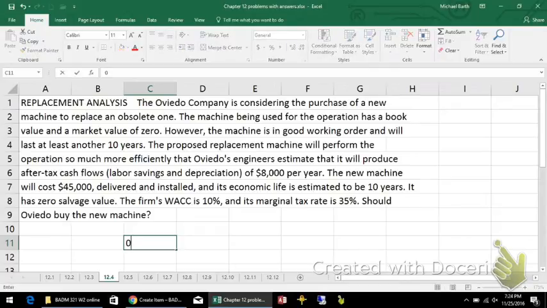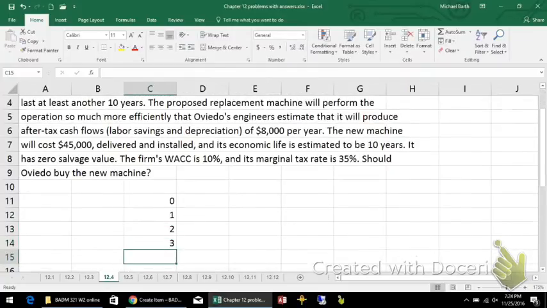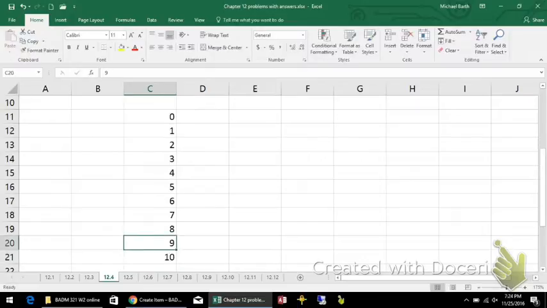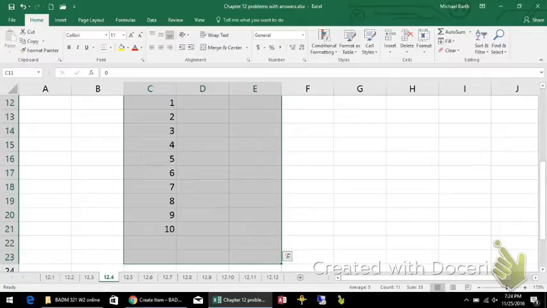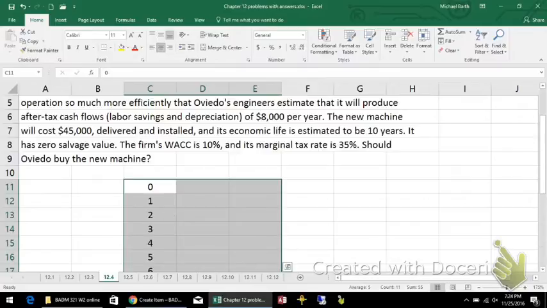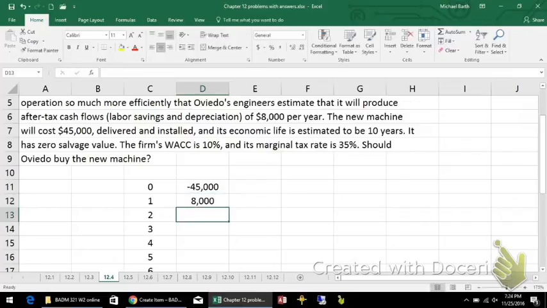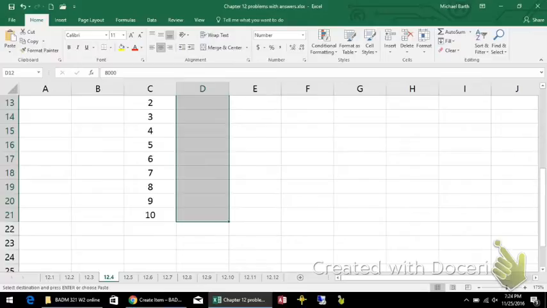Times 0, 1, 2, 3, 4, 5, 6, 7, 8, 9, 10. So these are the time periods. And if we plug in the cost of the machine, it would be $45,000 initial investment, and then $8,000 positive cash flow after tax for the next 10 years.